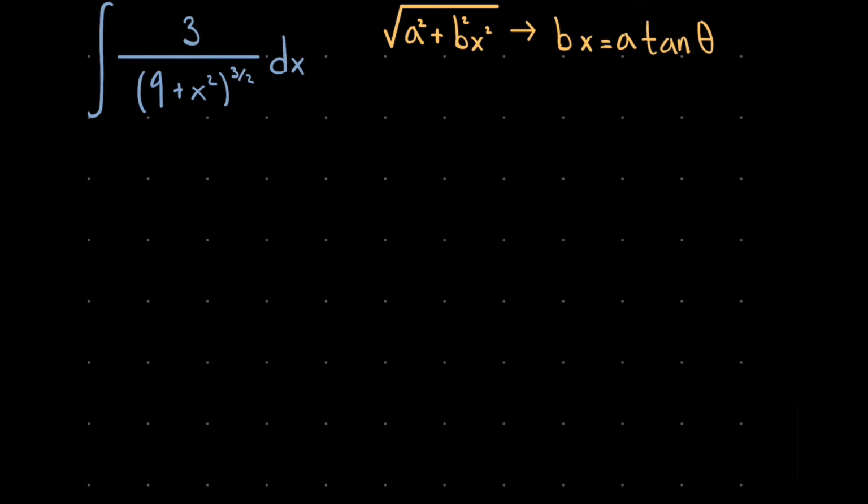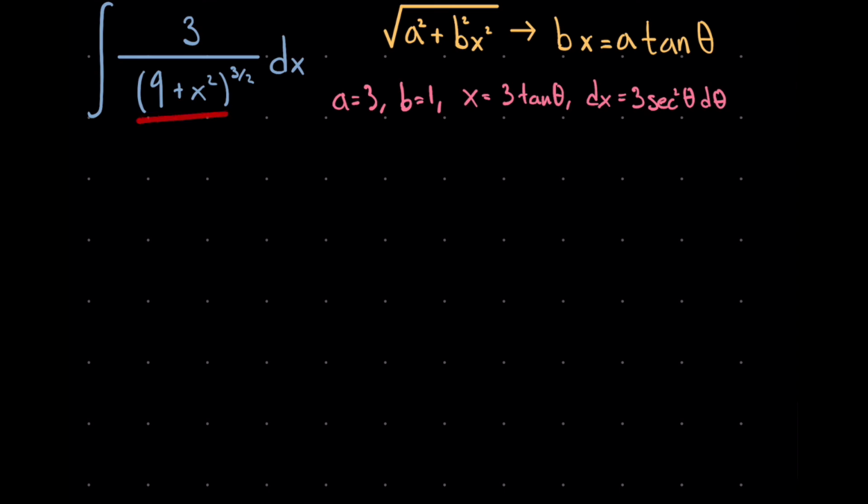So we can make the trigonometric substitution for tan because we have 9 plus x squared. To find our a and b values, a squared is equal to 9, so that must mean that a equals 3. And then we have b squared x squared, which is the same as x squared. X squared has only a coefficient of 1, so b equals 1. In this case, bx equals a tan theta becomes x equals 3 tan theta. And so therefore, the derivative of x, dx, is equal to 3 secant squared theta d theta. Okay, very nice.